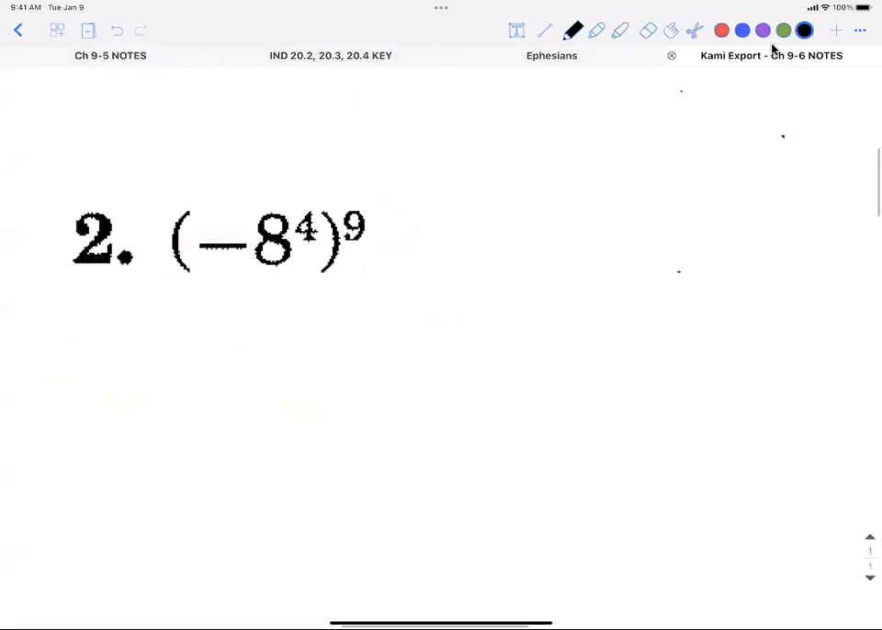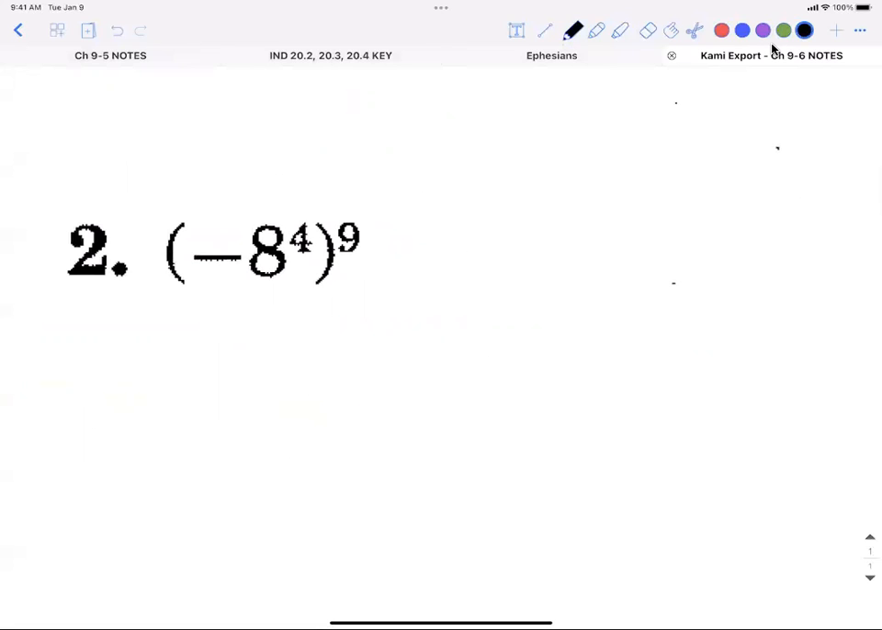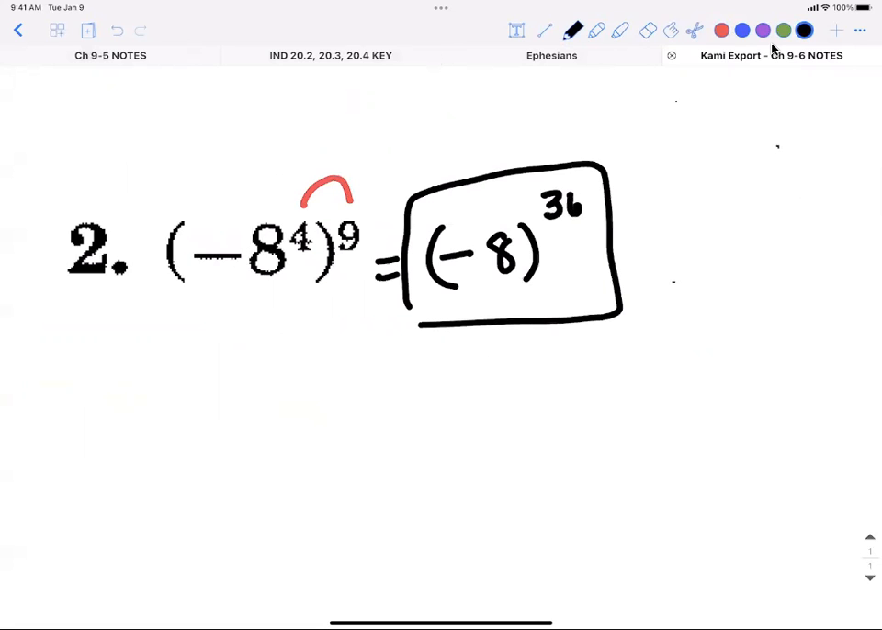Okay, so -8 to the 4th power raised to the 9th power. That is a power to a power. We keep our base, and because our base is negative, I'm going to put it in parentheses. And 4 times 9 is 36. And that's what you're going to circle as your answer.